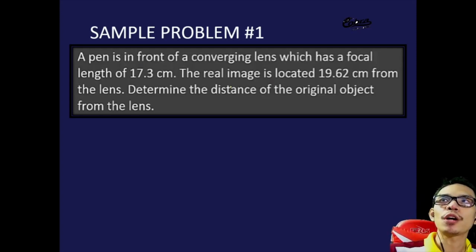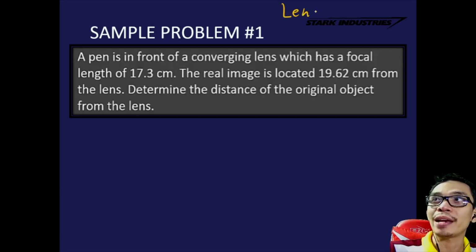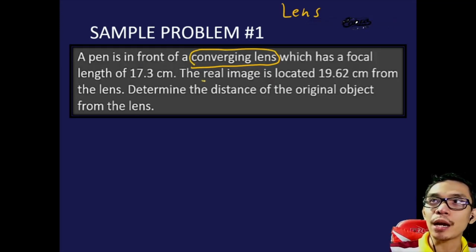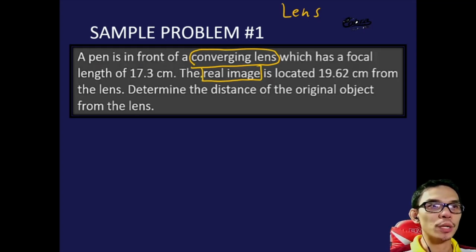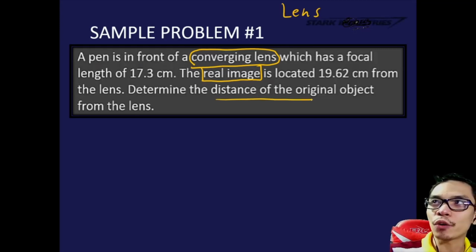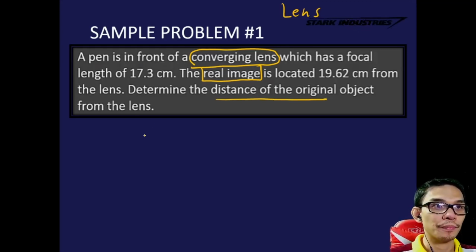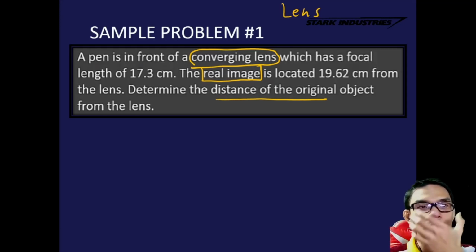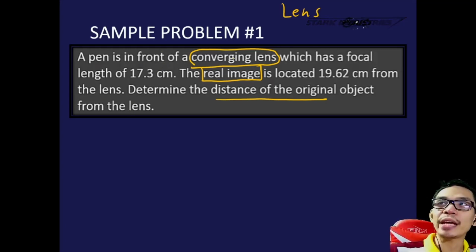Okay, so first thing to do is to find out what is the mirror or what is the lens. This time we are going to use a lens. So the lens that they use is a converging lens. And also, in the problem, there is a clue, which is that a real image was produced. So we are asked to find out the original distance of the object. So that was the task here. With that, we identified already what kind of lens and what kind of image is formed.